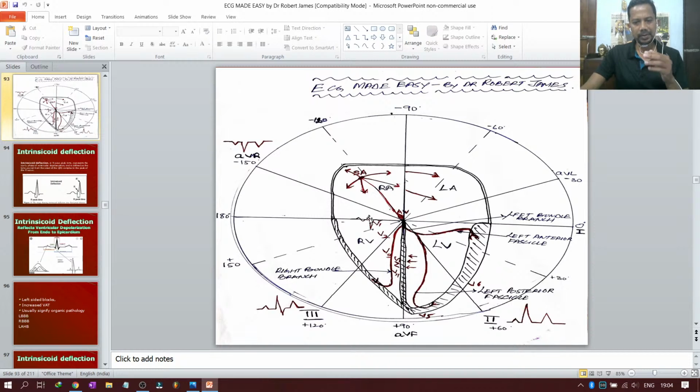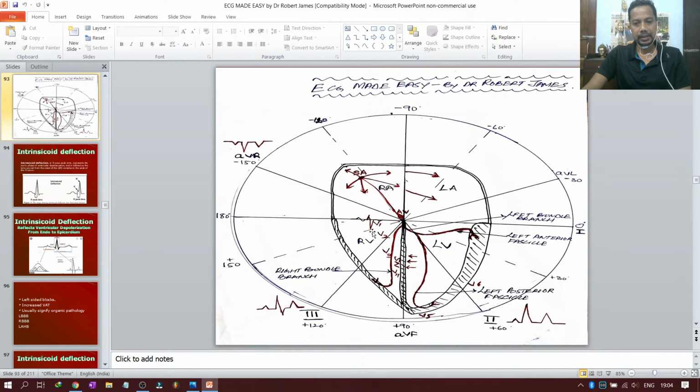Then I said there will be an S wave. Now the current is going, after the interventricular septum is depolarized, the left ventricular free wall is getting depolarized. So it's making an R wave in V5, V6, because it is lying over the left ventricle, and the reciprocal S wave will be drawn in V1, V2.